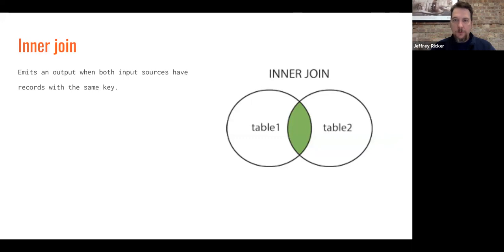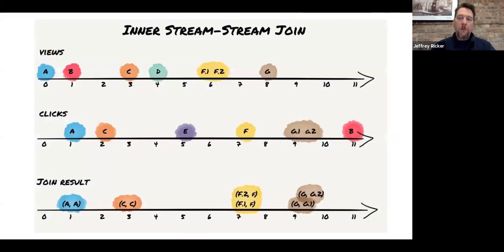Very clear, right? So if we were doing a stream, this is what the join results would look like. So at time 0, we had an A event, and at time 1, we have an A event on the other stream. So at time 1, we can have a join of AA. Similarly, at time 2, we have a C event on one stream, and on time 3, we have a C event on the second stream, the view stream. So at time 3, we emit a join, and so forth.